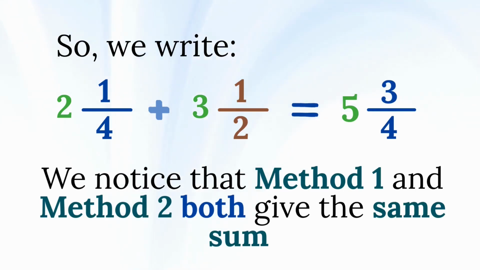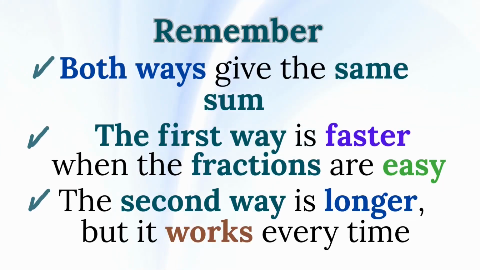We notice that method 1 and method 2 both give the same sum. Remember, both ways give the same sum. The first way is faster when the fractions are easy. The second way is longer, but it works every time.